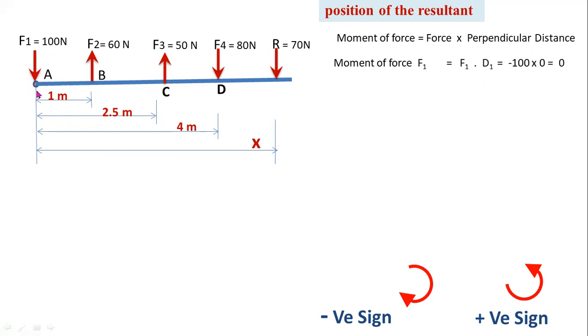Here the distance is 0 because this F1 force lies on the same point. There is no perpendicular distance, that's why you have to consider 0 distance. So the moment of the 100 newton force equals 0.